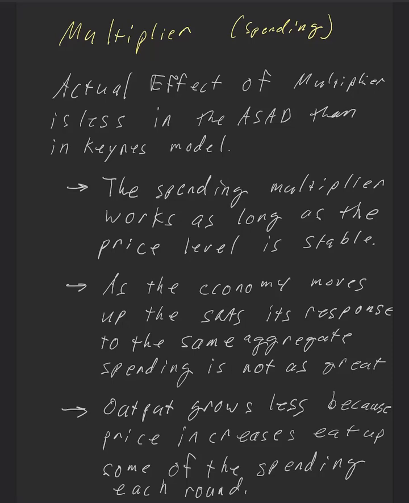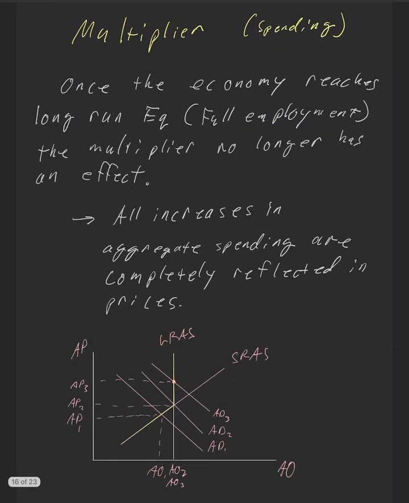So spending goes up, but it moves along the supply curve, so that increase in spending that we see is reduced. The amount of output that it gets for each unit of spending goes down because each little unit of spending is met with an increase in prices. And so our prices go up and sort of eat up some of that spending each round. Okay. When the economy reaches long-run equilibrium, reaches full employment, the multiplier can have no more effect because all of our increases in aggregate spending are completely reflected in prices.